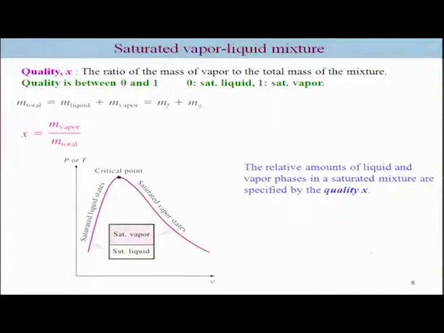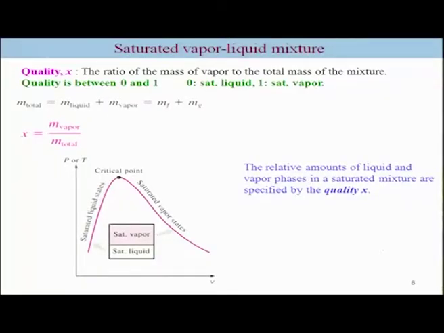So what about when the system is a two-phase mixture, that means vapor and liquid both, that means within the saturated region? In order to define such a case, we need to find out the quality. Quality is basically the relative amount of liquid and vapor, and the way it is represented is the ratio of the mass of the vapor to the total mass. The total mass will be your m liquid plus m vapor, mf plus mg, and x is equal to m vapor over total mass.